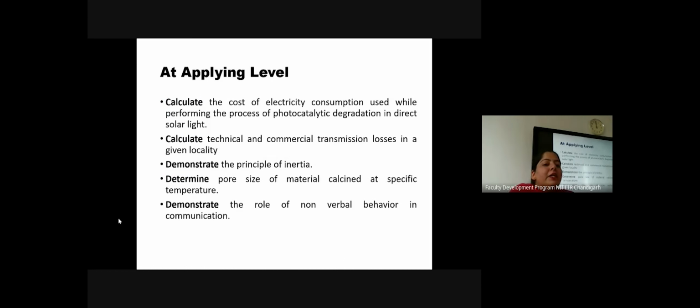At apply level: demonstrate the principle of inertia. In laboratory environment, determine the pore size of the material at a specific temperature. Demonstrate the role of non-verbal behavior in communication. Calculate the cost of electricity consumption used while performing the process of photocatalytic degradation in direct sunlight. Calculate technical and commercial transmission losses in a given locality. So that is up to the level of applying.